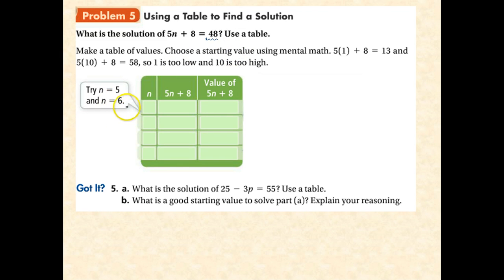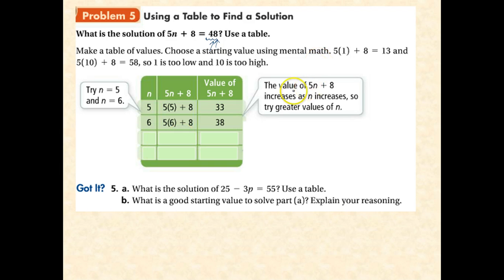Let's try 5 and 6. So if n is 5, then we're going to do 5 times 5 plus 8. 25 plus 8 is 33. We're looking for 48, so we're still a little low. Let's go to 6. 5 times 6 plus 8 is 38. Getting a little closer.